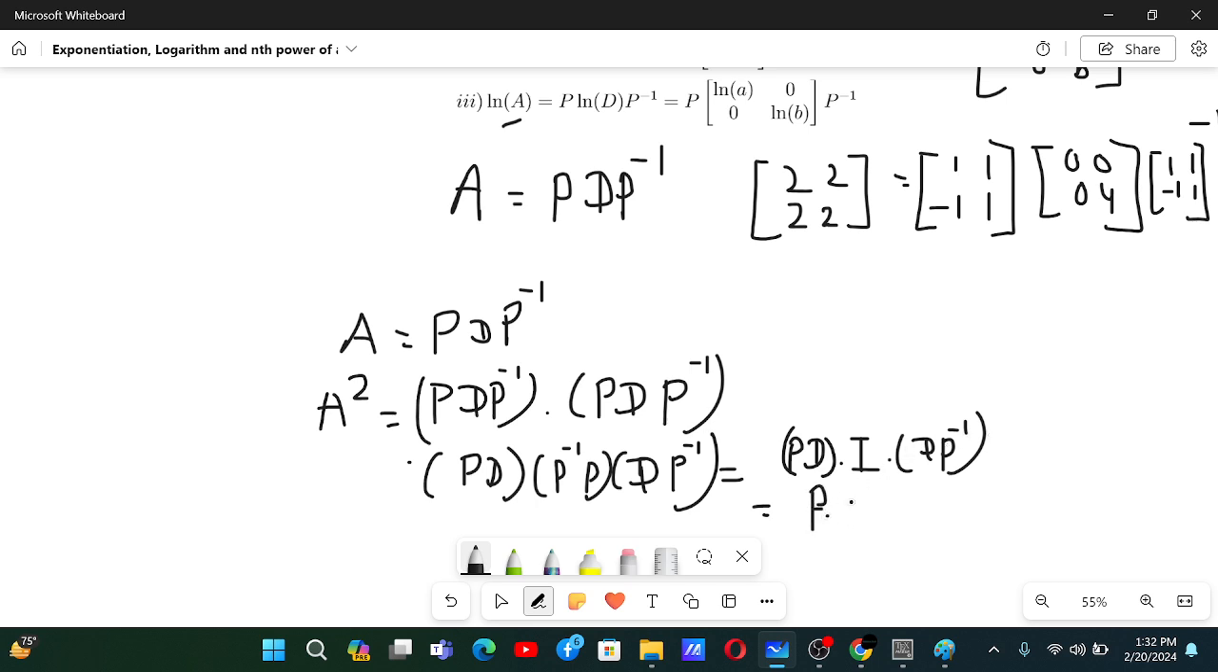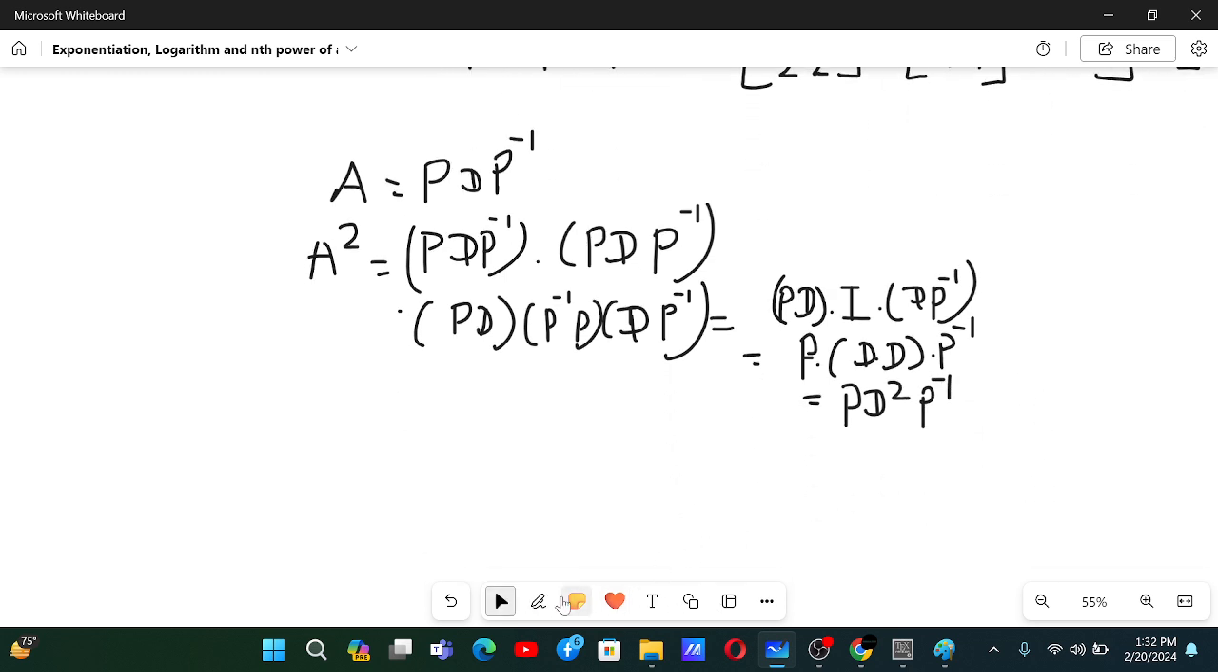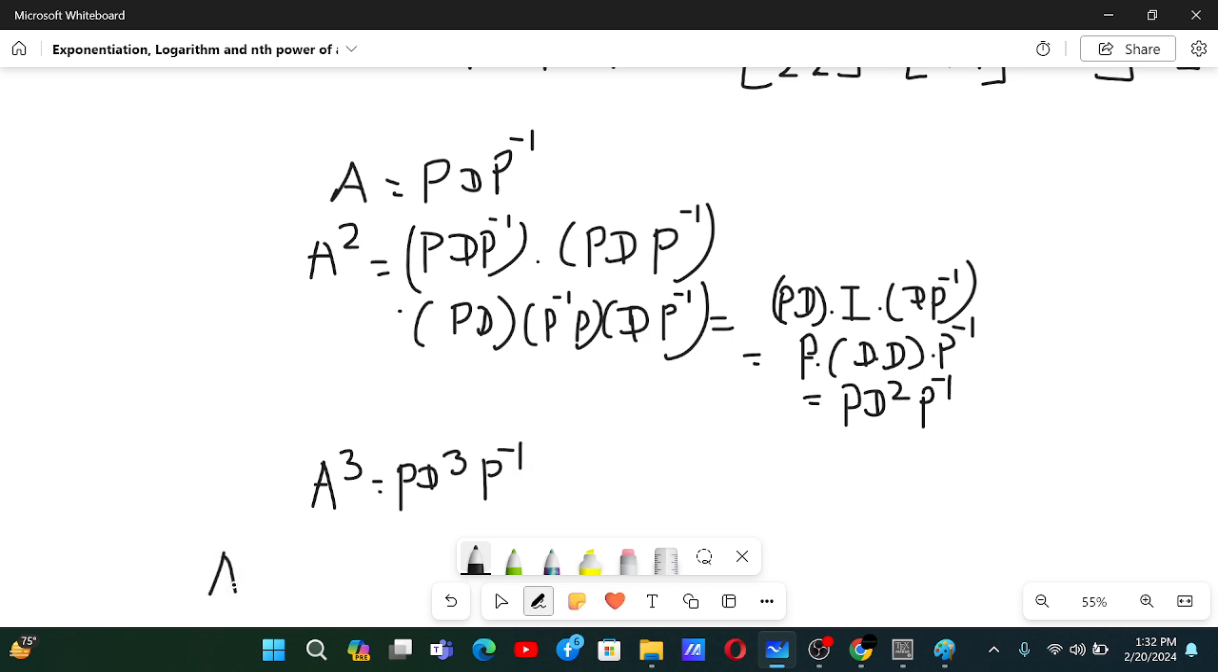And now again use associativity. We have D times D times P inverse. So you see that this is just P D square times P inverse. Now similarly, if you try to find the cube, you will just get P D cube P inverse. And similarly for A to the power n, it is P D to the power n times P inverse. Now, what's the benefit? Even though we don't have to find A to the power n, now we have to find D to the power n.